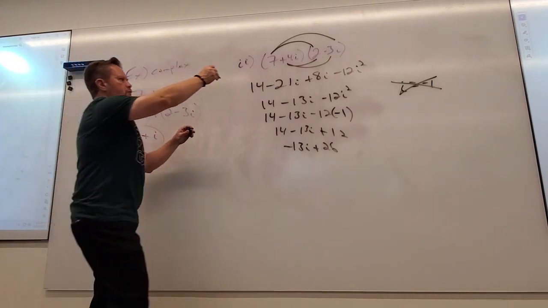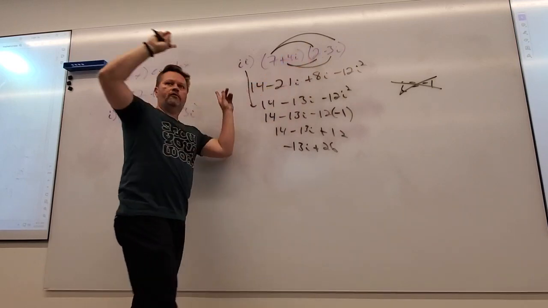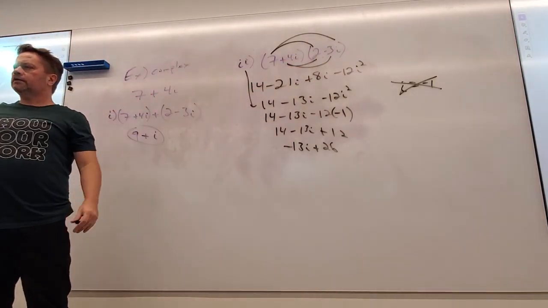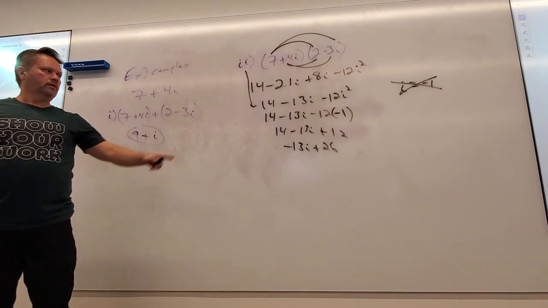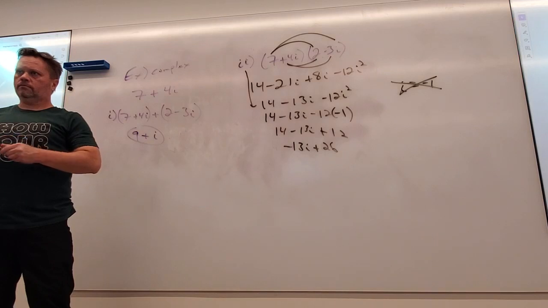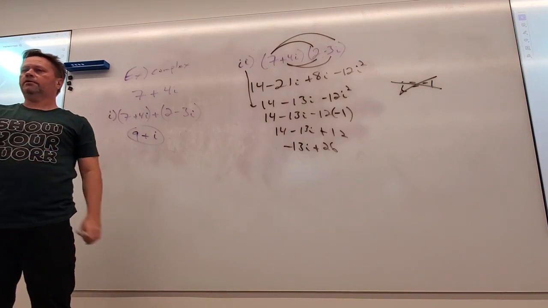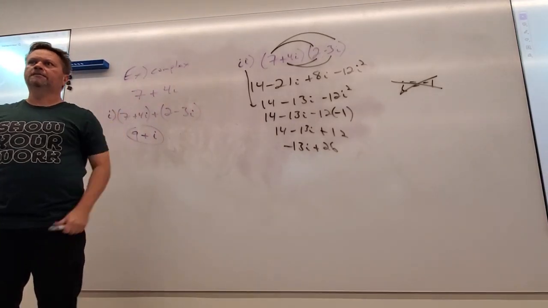So the first few steps up to here were exactly like any other foiling problem, right? It's just the fact that it's i, not really a variable, that we can go further. I want to make sure everybody sees where it's coming from.